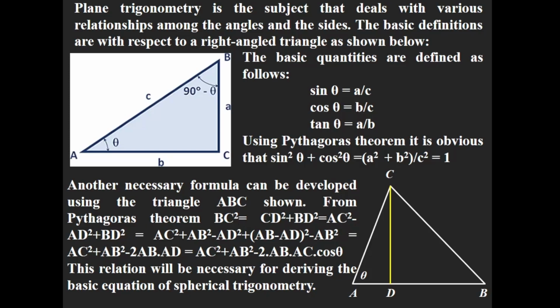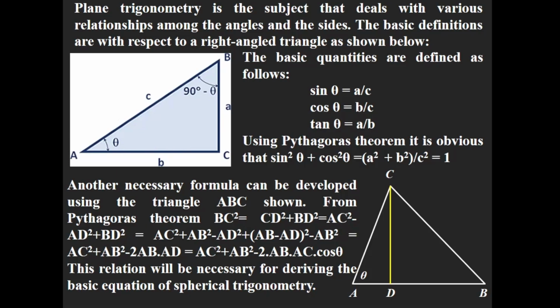Another definition is derived from here: the ratio between A and B, A by B, is called tangent of theta. You can see tangent of theta is nothing but sine theta by cosine theta.